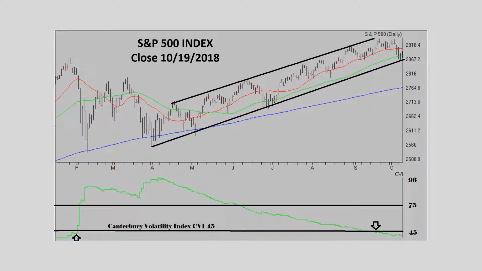So this slide here shows the S&P 500 in conjunction with the Canterbury Volatility Index highlighted here below. You can see these two black lines down here show volatility between 75 and 45. CVI below 45 is considered to be extreme low volatility, while CVI above 75 is generally considered to be higher than normal volatility.